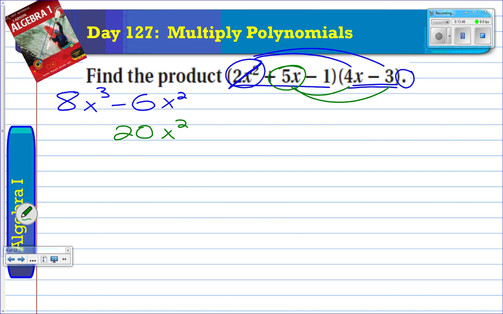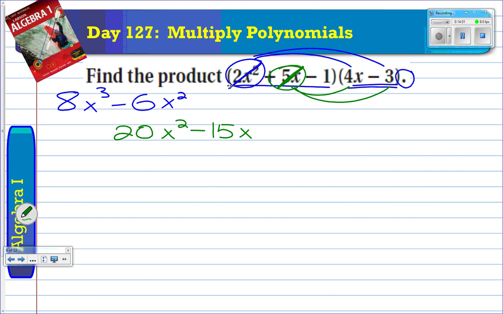Now we have 5x times negative 3. 5 times negative 3 is negative 15, and there's just going to be 1x. So I have negative 15x. I don't have any terms already like that, so it just goes outside here, negative 15x. And I'm done with that one.